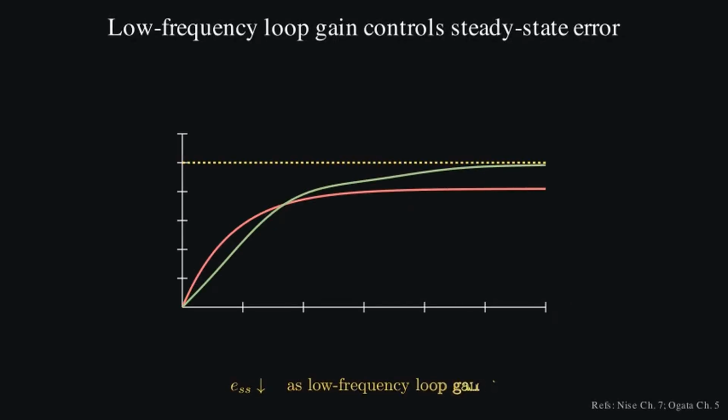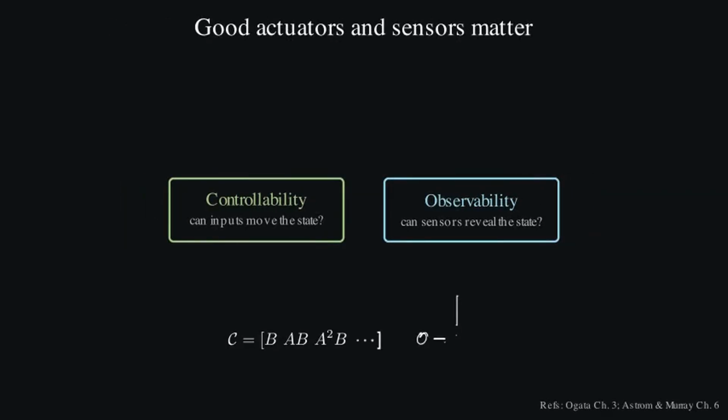Margins convert frequency response into robustness language. Gain margin says how much more gain the loop can tolerate before instability. Phase margin says how much extra lag the loop can tolerate. A simulation with no margins is fragile because the real plant will never match the model exactly.